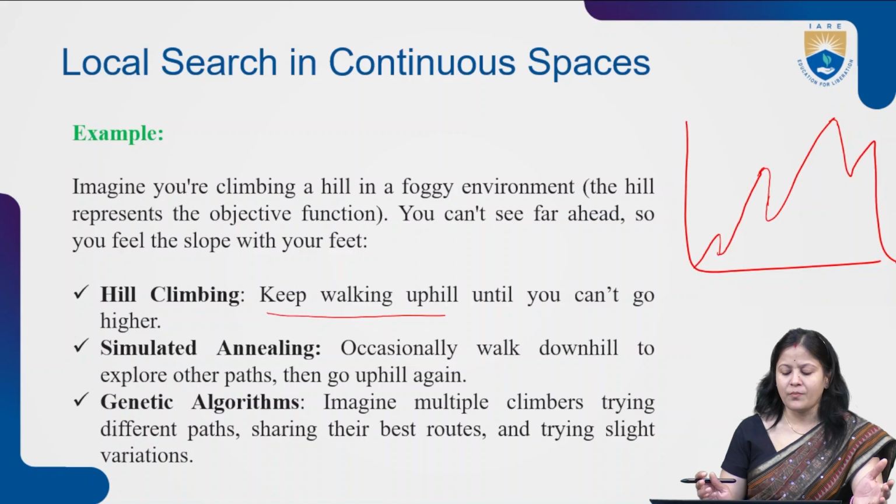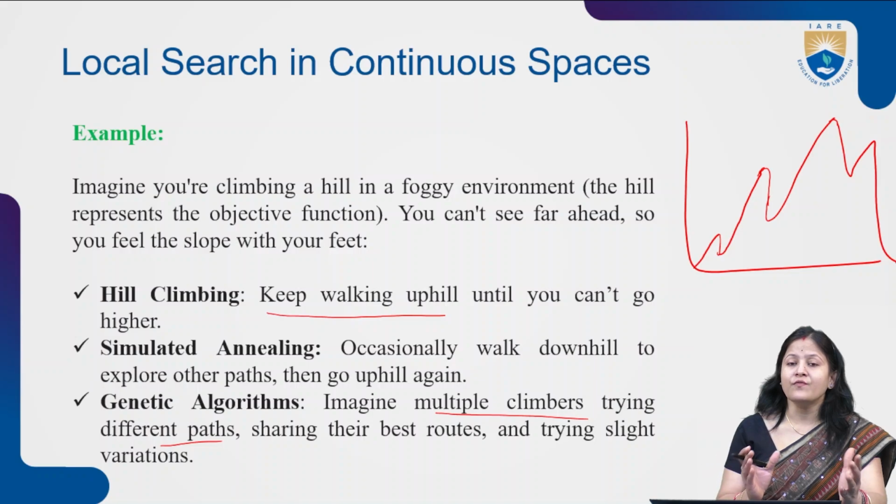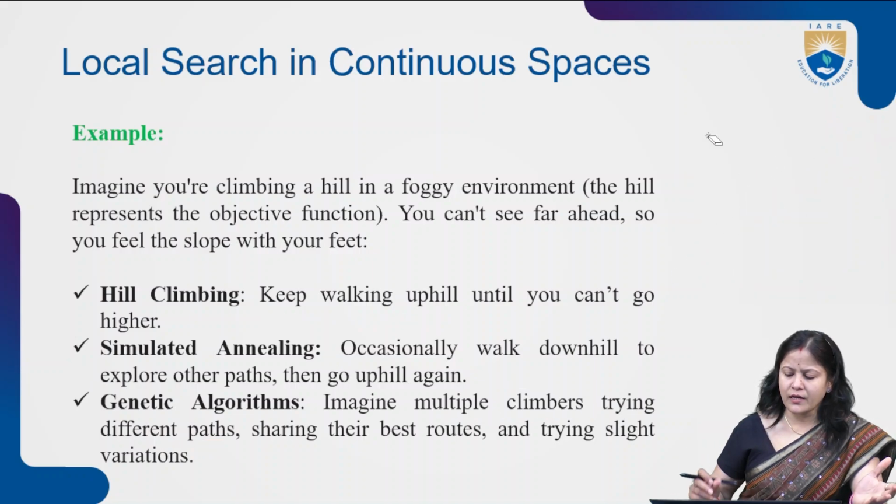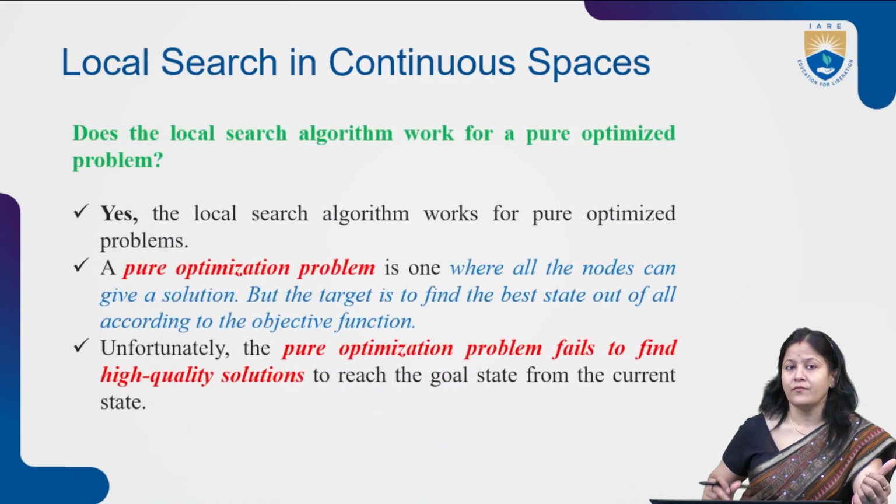And if we apply the genetic algorithm, imagine multiple climbers. Suppose you are not alone climbing the hill; your friends are there along with you. So imagine multiple climbers trying different paths, sharing their best routes and trying slight variations. Suppose 10 members are climbing the hill. They will share information with each other about who has reached the peak of the mountain first. Based on that, the final answer would be calculated. That is called sharing of information between multiple agents, and that concept is called the genetic algorithm. So these are the overall concepts of these particular algorithms, and using the example we can understand them.